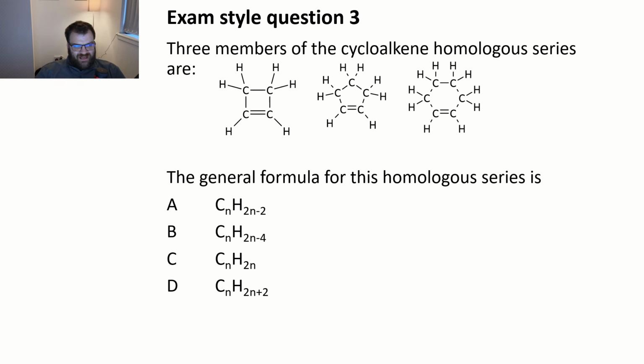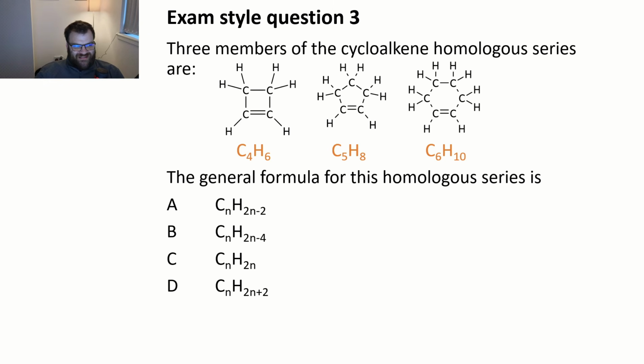In this one, we're asked about homologous series we're not directly taught about at National 5, and we're asked for the general formula. First thing to do is count up the C's and H's for each of them. That gives us C4H6, C5H8, and C6H10. What we then want to do is figure out what connection we can have to figure out the number of hydrogens from the number of carbons.